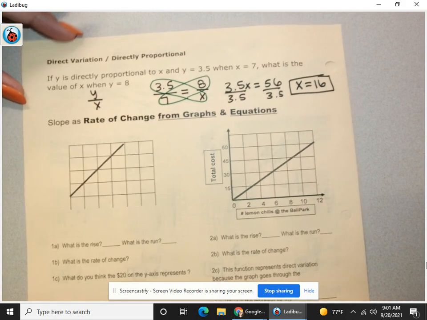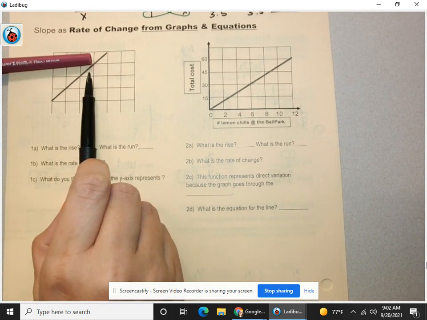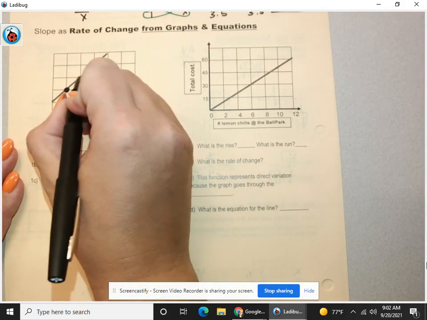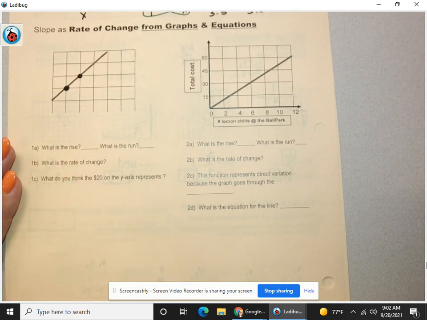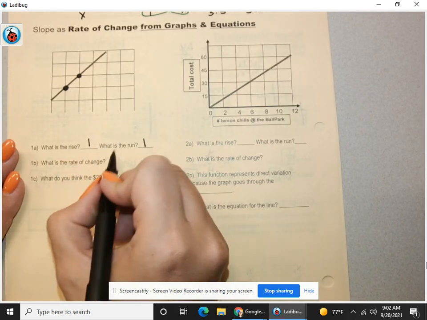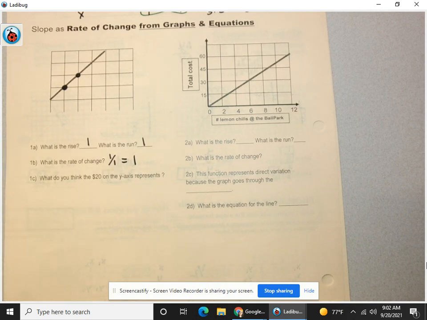Okay, so the last part is slope as a rate of change from graphs and equations. Specifically from graphs. When I'm looking at this first graph, it doesn't have points. Most of the time they're not going to have points. You're going to have to find your points. So remember, that's when any of your lines going across here meet at a point. If I just found 2 points here, what's the rise? 1. What's my run? So what's my rate of change? 1. It's really going to be 1/1, which equals 1. Remember, rate of change and slope mean the same thing.